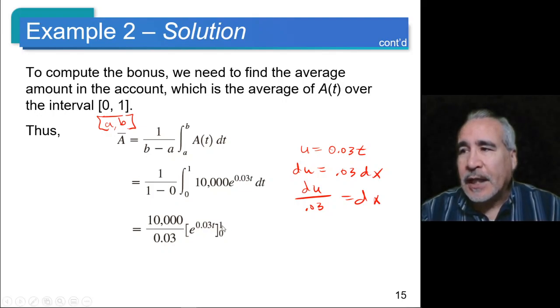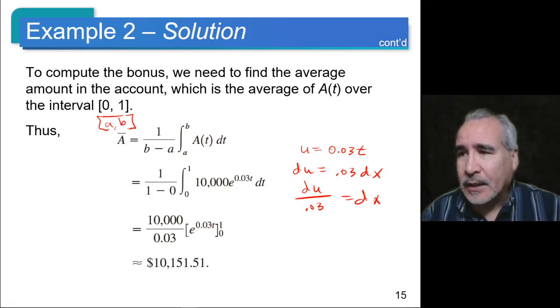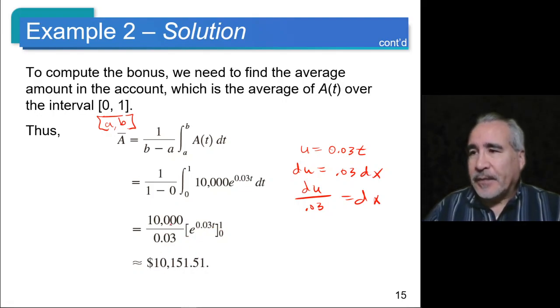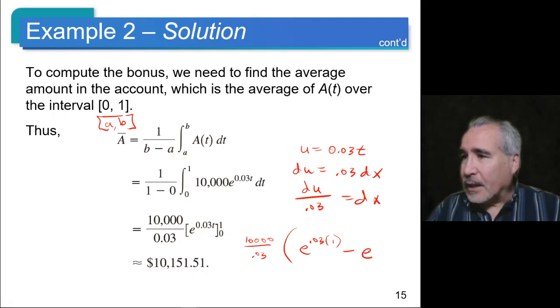Do it several times, and then we take this integral from 0 to 1. Notice when you plug in 0, it might not be obvious. They just did the calculation real quick, but when you plug in 0, it doesn't go away. This becomes 1. e to the 0 is 1, so we're subtracting this off, but e to the 1 is a number. So go ahead and walk through that, right? You put 10,000 over 0.03 out front, but you get e to the 0.03 times 1 minus e to the 0.03 times 0.